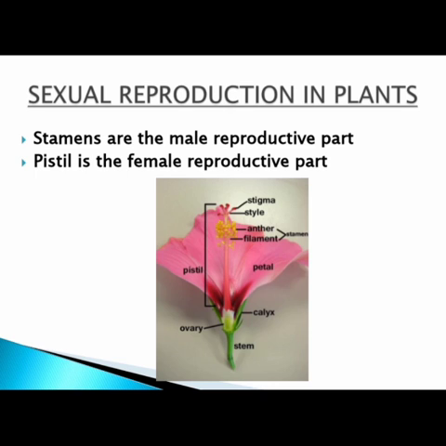This female reproductive system is attached to the anther as well as the filament, which is said to be the male reproductive system. Anther and filament together are called the stamen. So stamens are said to be the male reproductive system and the pistil is the female reproductive part.